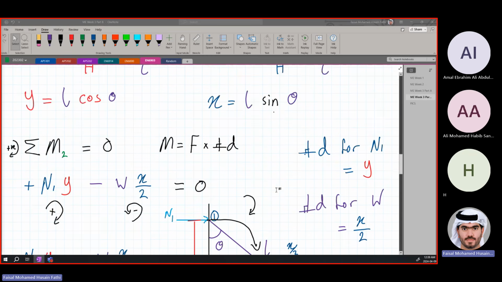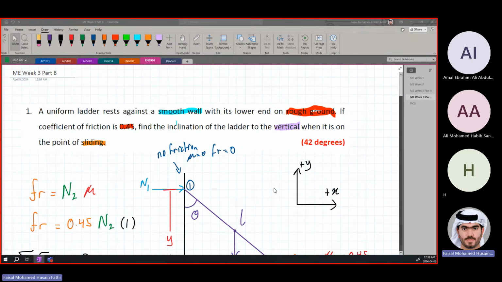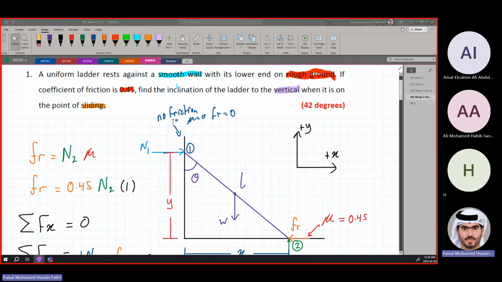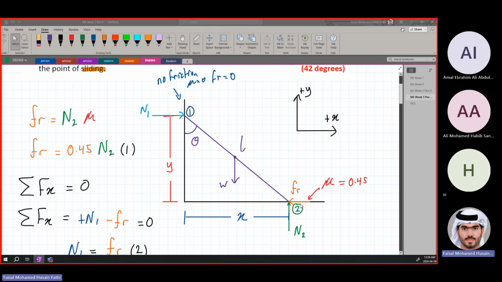So again, a quick recap on the whole question. In the beginning we had a smooth surface and we had a rough surface. The smooth surface has no friction. Rough surface has friction. All right.